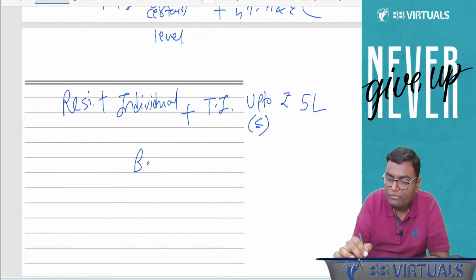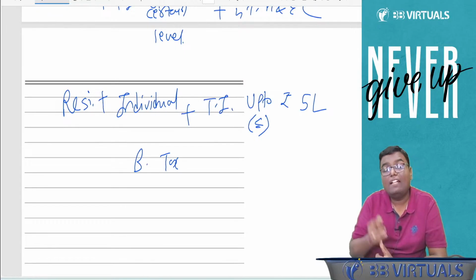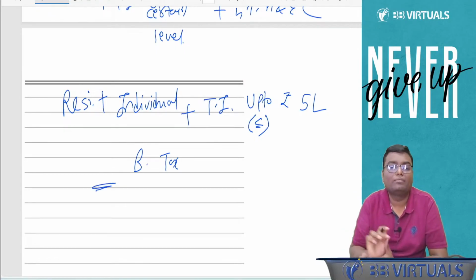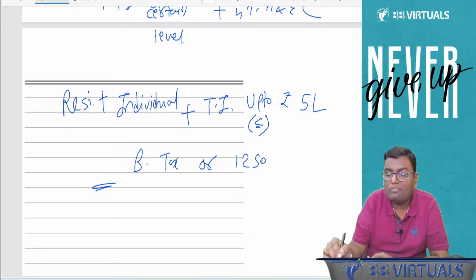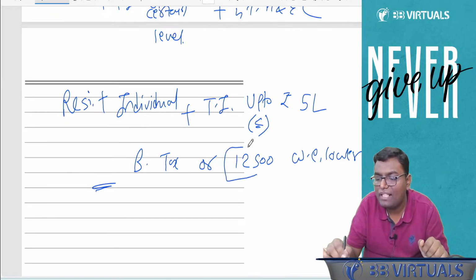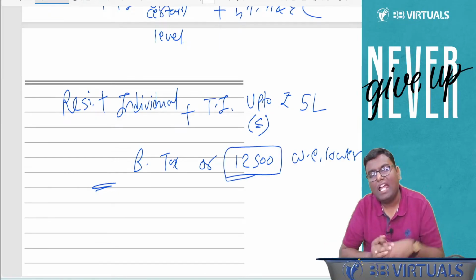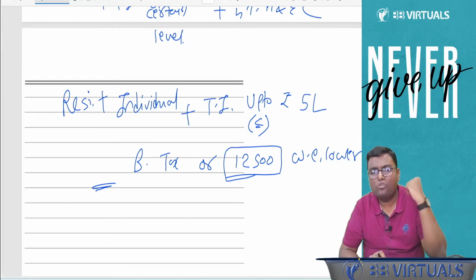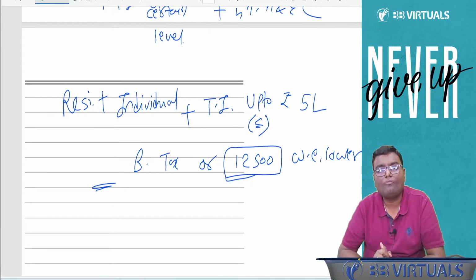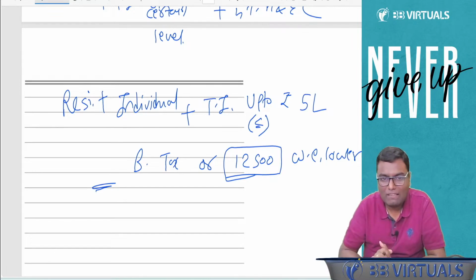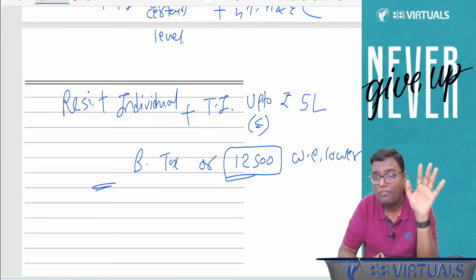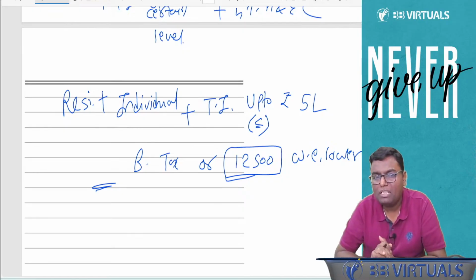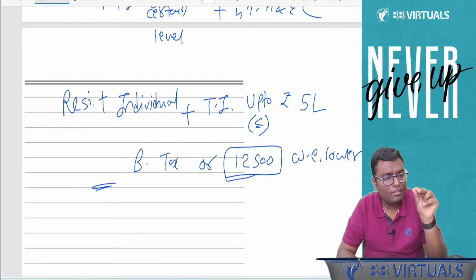then the government said you first calculate your basic tax, and from that basic tax you take a rebate. What is the rebate that the government is offering? Basic tax or 12,500, whichever is lower, meaning the maximum discount available is 12,500, and then whatever is the balance tax, add 4% cess, if any. Who is eligible for this section? Let us repeat it once. Resident, individual, total income up to rupees 5 lakh. And how much rebate is applicable? Basic tax or 12,500, whichever is lower.